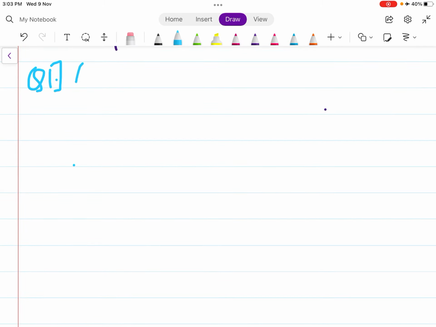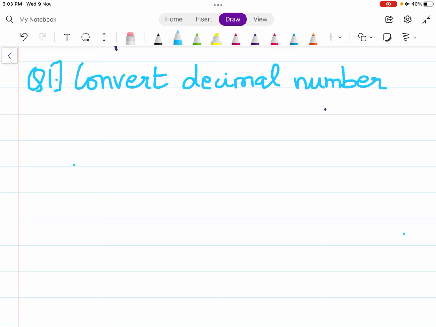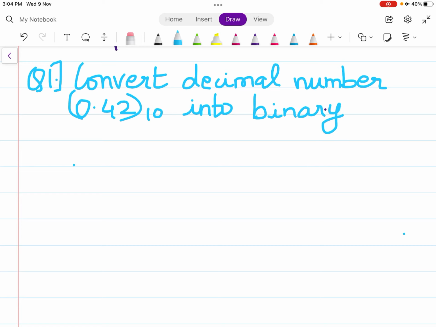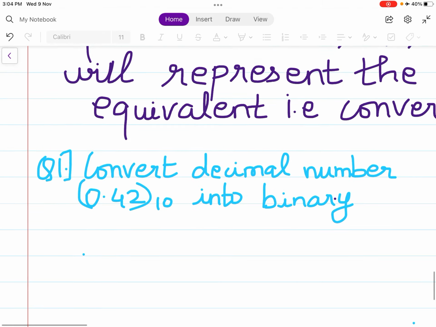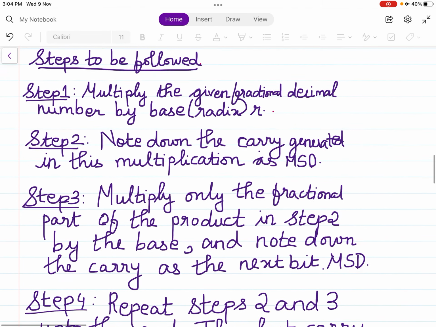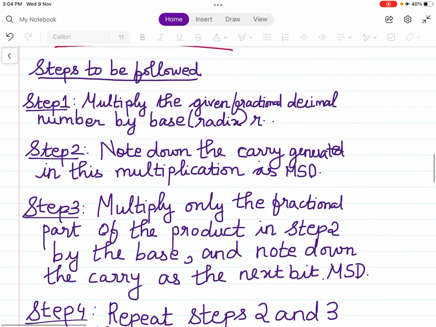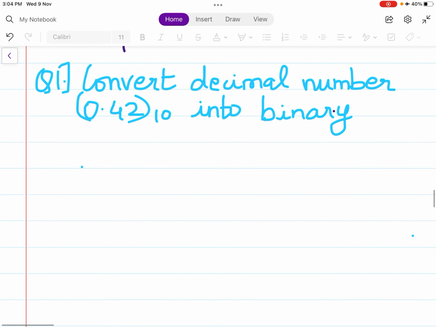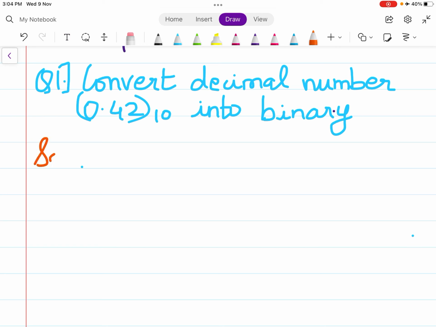Question is: convert the decimal number 0.42 to the base 10 into binary. So first let's see the steps. Step number 1 is to multiply the given fractional decimal number by the base r. So what is the fractional number? Solution: the fractional number is 0.42.